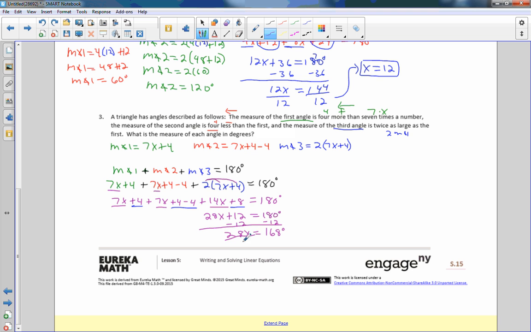Divide by 28 on both sides, and I ran out of room, so I'll come up here and I get these 28s to cancel, so x equals 168 divided by 28, and is that 5? 6. Let's try 6.